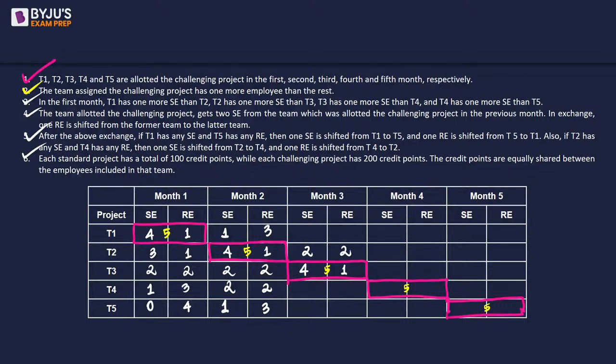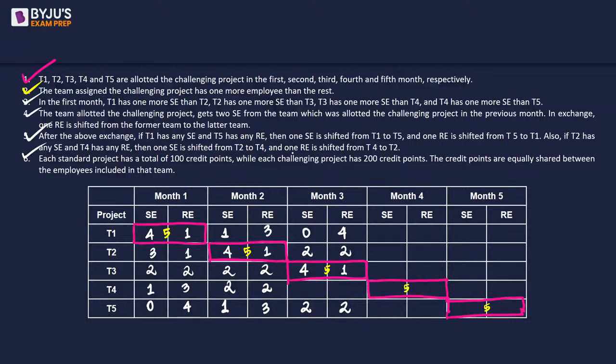Right? Next. After the above exchange, if T1 has any SE, T1 has SE, it has 1. And T5 has any RE, it also has an RE. 3 है उसके पास. So one SE will shift here. So this will become 2 and this will become 0. And one RE is shifted from T5 to T1. So instead of this 3, we will have a 2. And instead of this 3, we will have a 4.